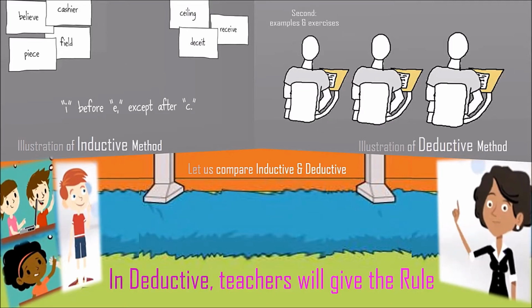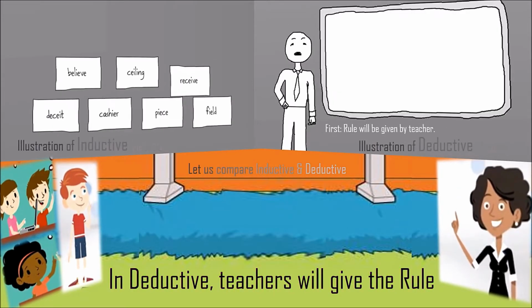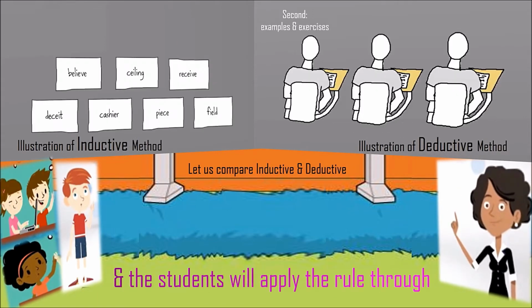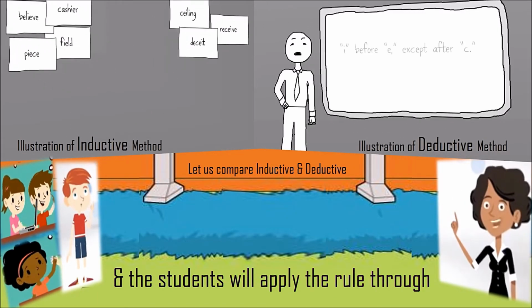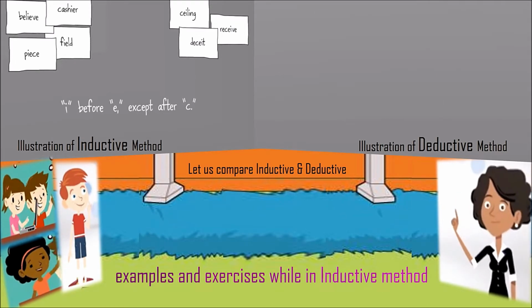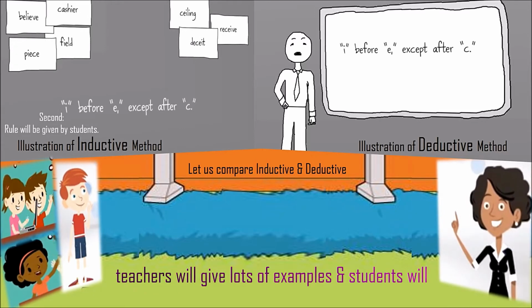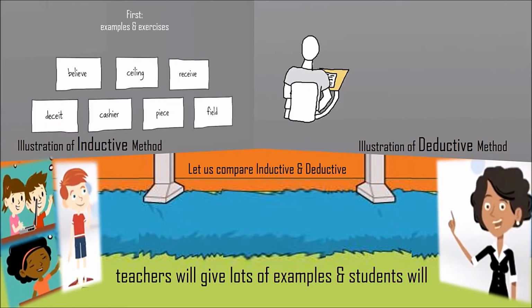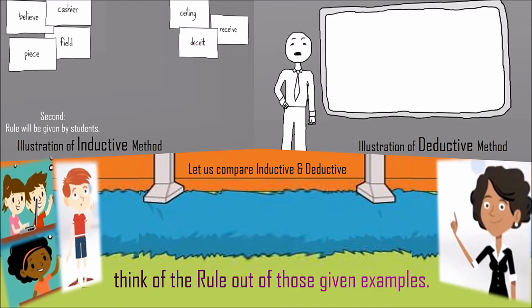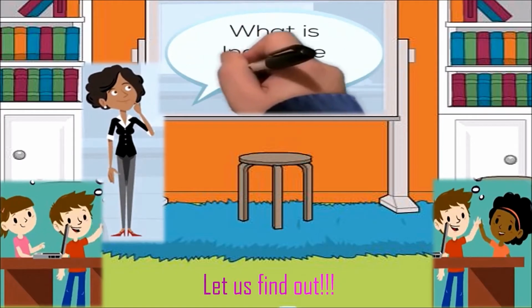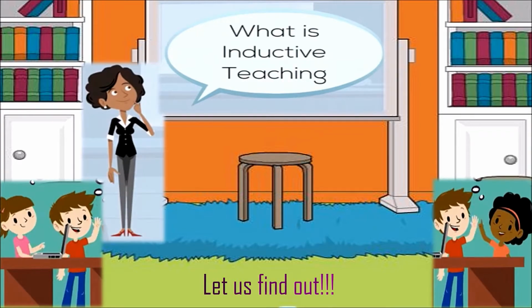Inductive method is the opposite of deductive method. In deductive method, teachers will give the rule and students will apply the rule through examples and exercises. While in inductive method, teachers will give lots of examples and students will think of the rule out of those given examples. So what is inductive teaching method? Let's find out.